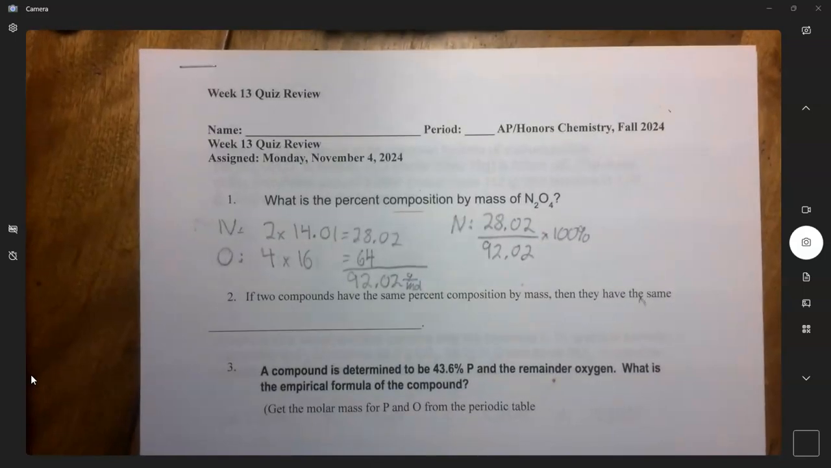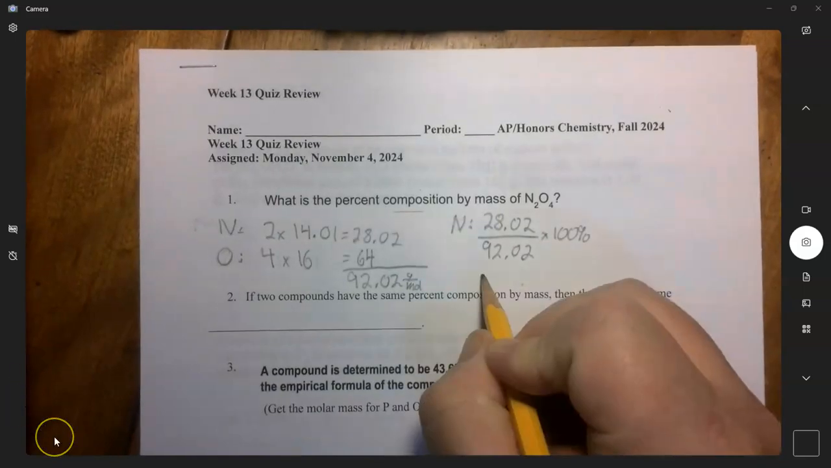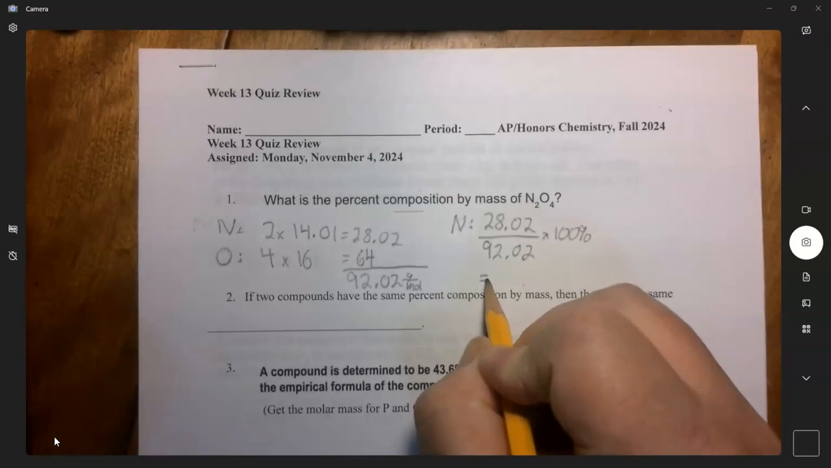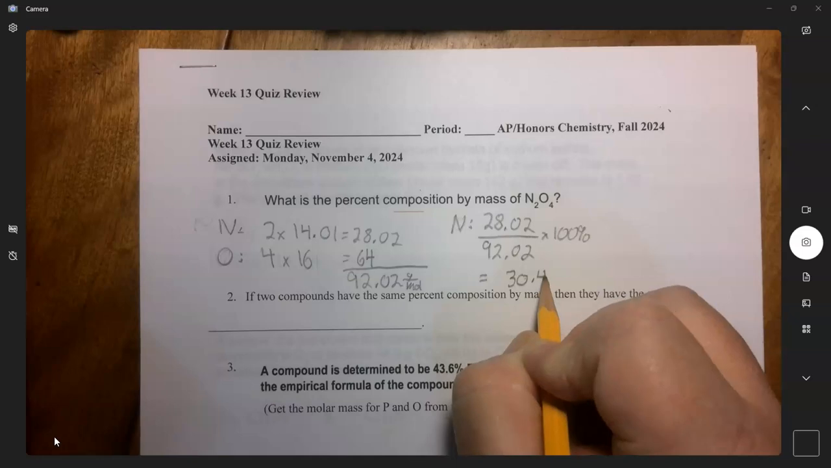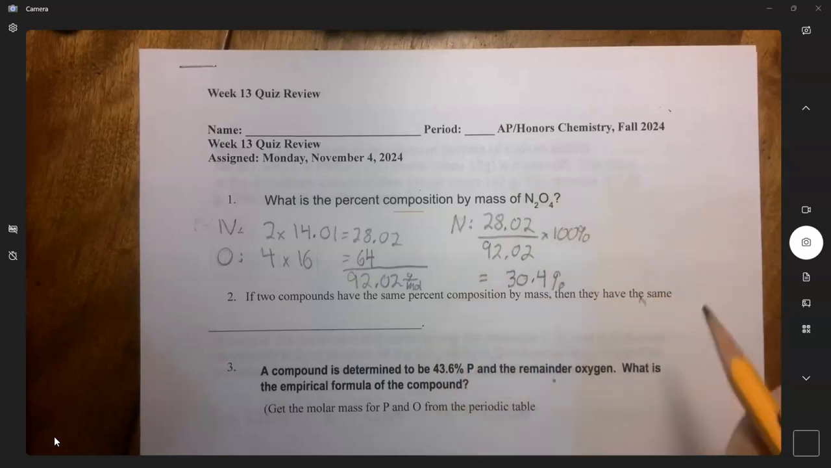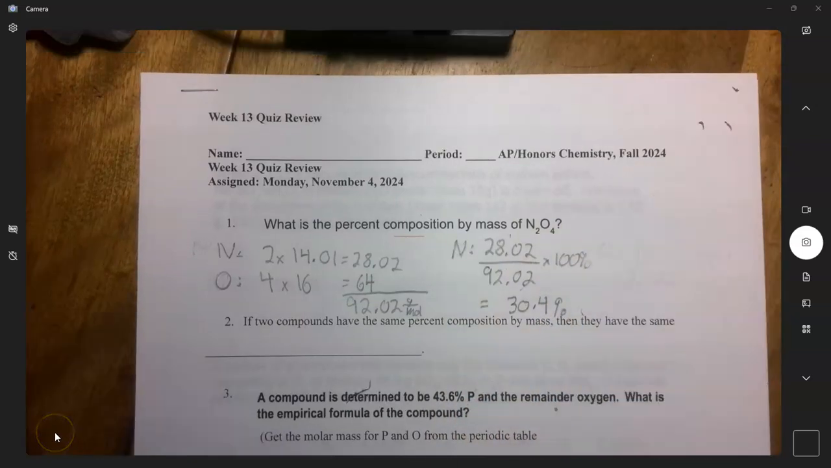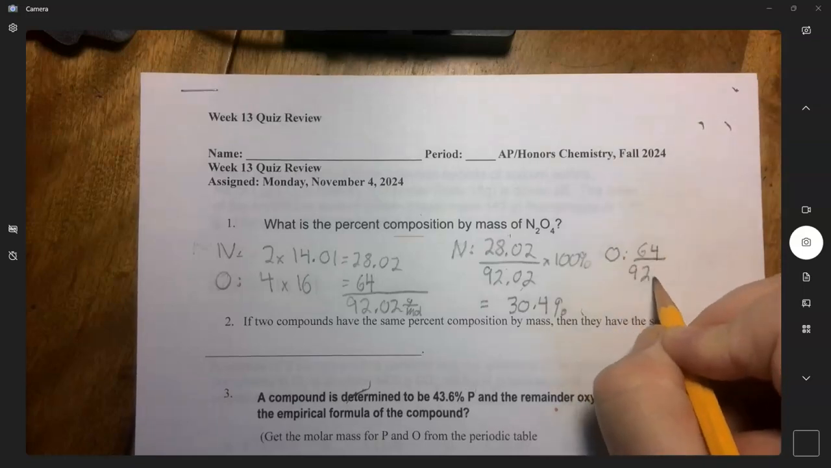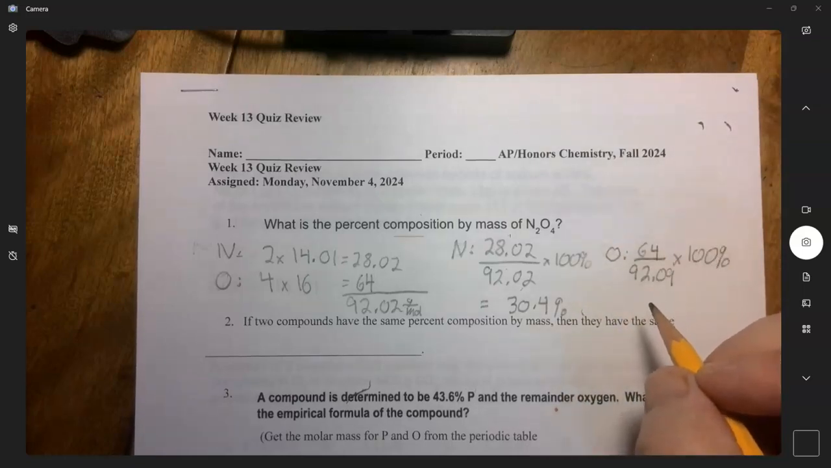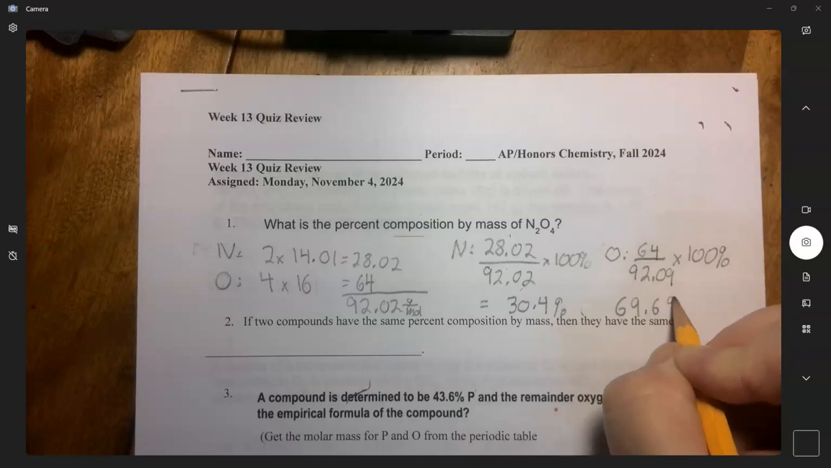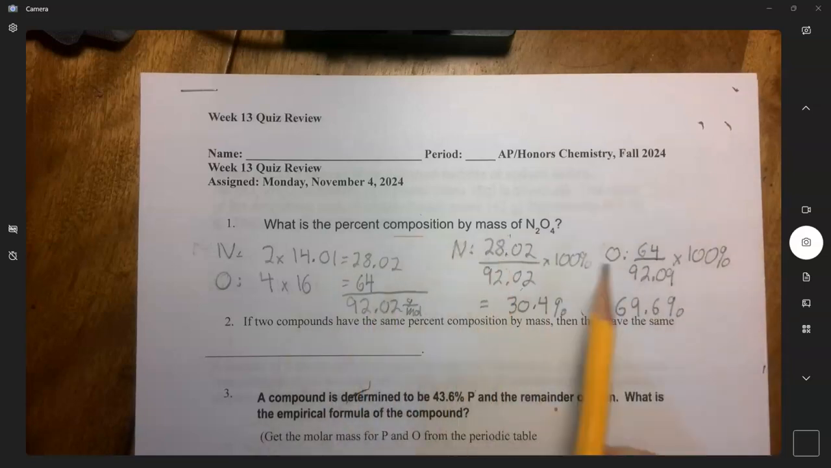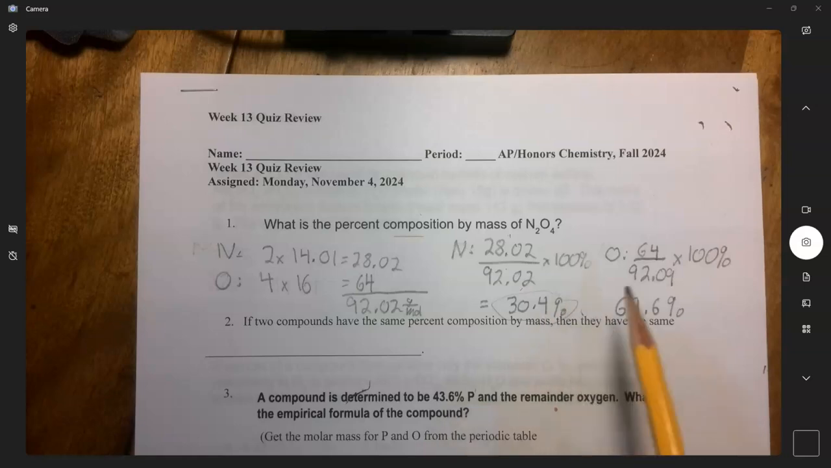Okay, and you simply do that. And for this, I'm going to write it down here. It's 30.4%. I really don't care how many places after the decimal. Okay, that's not a big issue. Okay, and for O, that's going to give us 69.6. So the percent composition is 30.4% for nitrogen, 69.6 for oxygen.